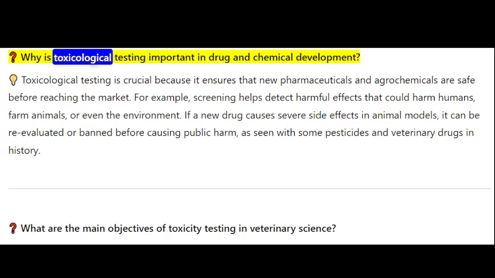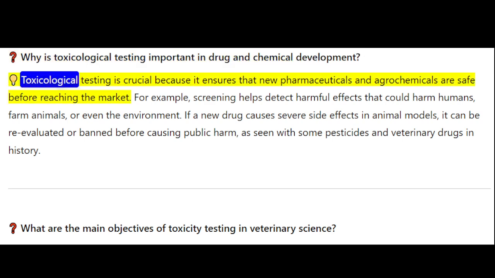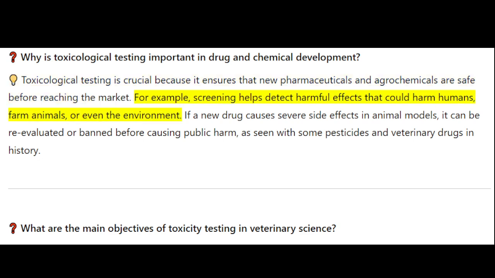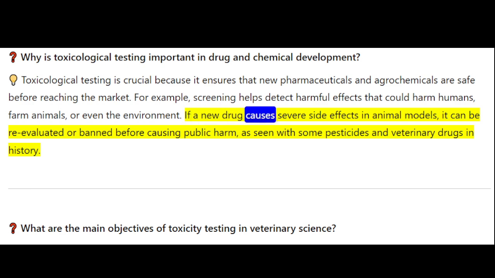Why is toxicological testing important in drug and chemical development? Toxicological testing is crucial because it ensures that new pharmaceuticals and agrochemicals are safe before reaching the market. For example, screening helps detect harmful effects that could harm humans, farm animals, or even the environment. If a new drug causes severe side effects in animal models, it can be re-evaluated or banned before causing public harm, as seen with some pesticides and veterinary drugs in history.